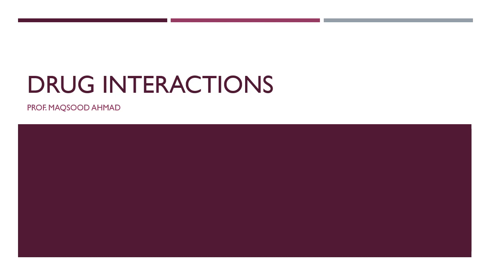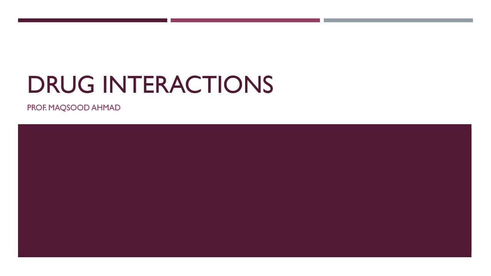So we come to the different drug interactions. The second type is pharmacokinetic. You know what pharmacokinetics is. The drug interaction will occur at the level of absorption, distribution, metabolism, or excretion, elimination, like that. These are the different sites where interaction may occur.